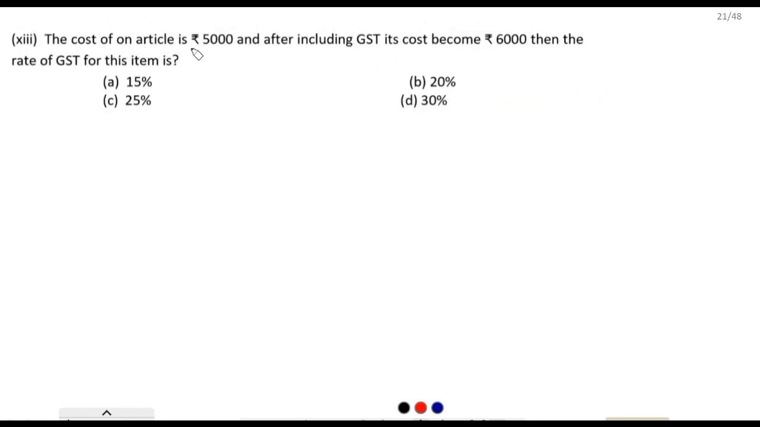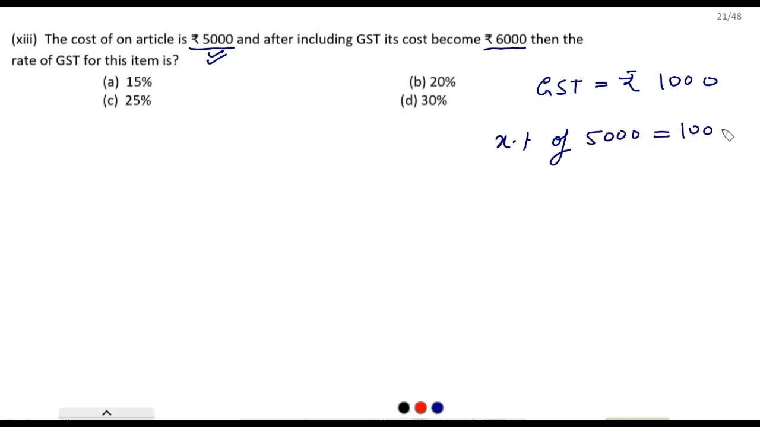Cost of an article is rupees 5,000. After including GST, its cost becomes rupees 6,000. It means the GST amount is 1,000. Then the rate of GST: let the rate of GST be x. Then x% of CP, that is 5,000, is equal to 1,000. So x is 20, which means the rate of GST is 20%.